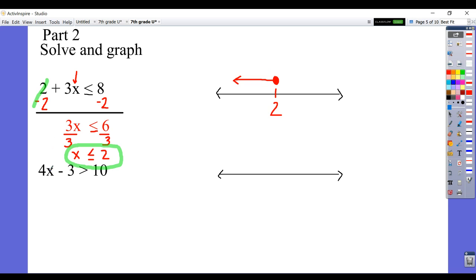For the next one, same concept. We want to get the variable by itself. First thing we do is get rid of the minus 3. So we do that by adding 3. We use the inverse operation.